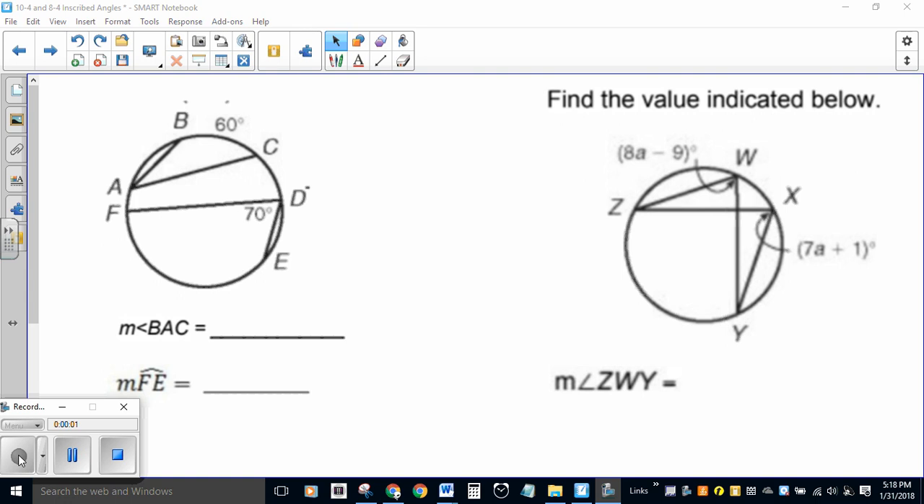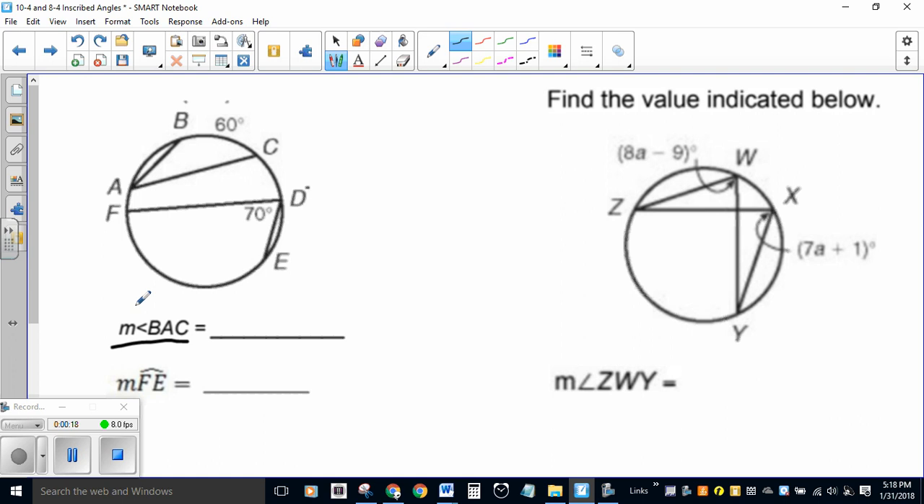Okay, I'm going to go over the do now and the notes from today. So, the first thing that we did on the do now was we reviewed what we had done yesterday. So, for the first one, it says find the measure of angle B.